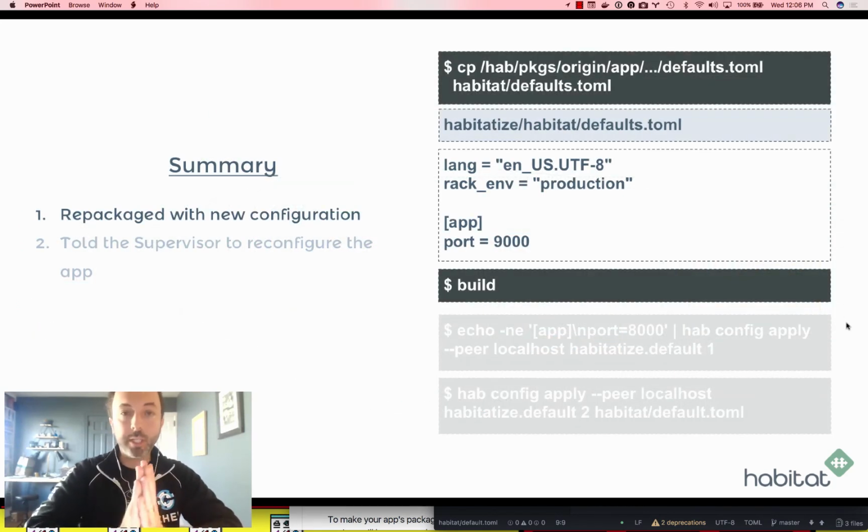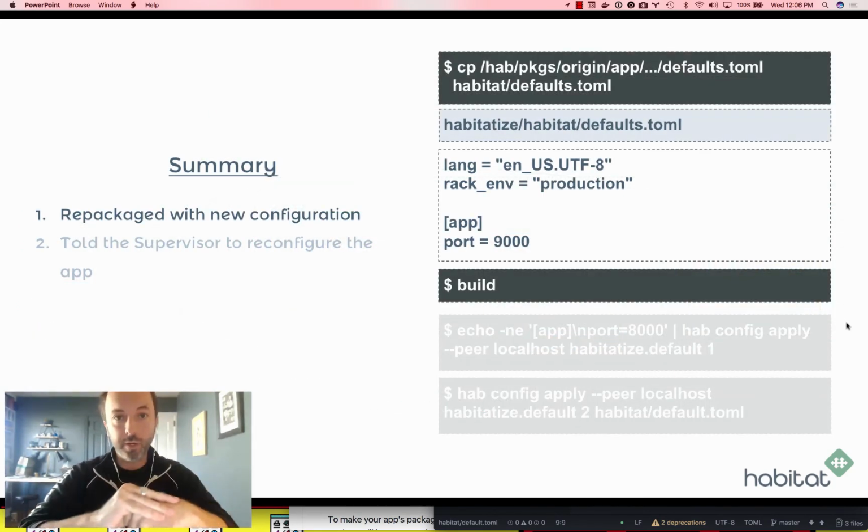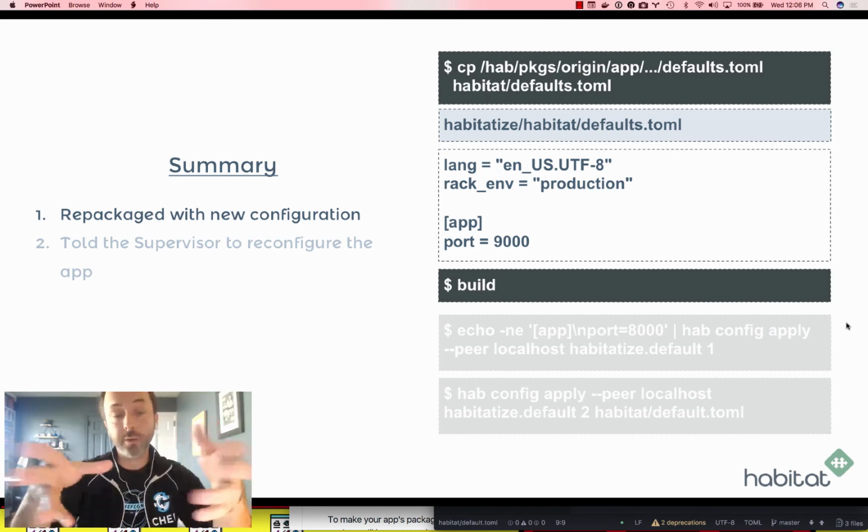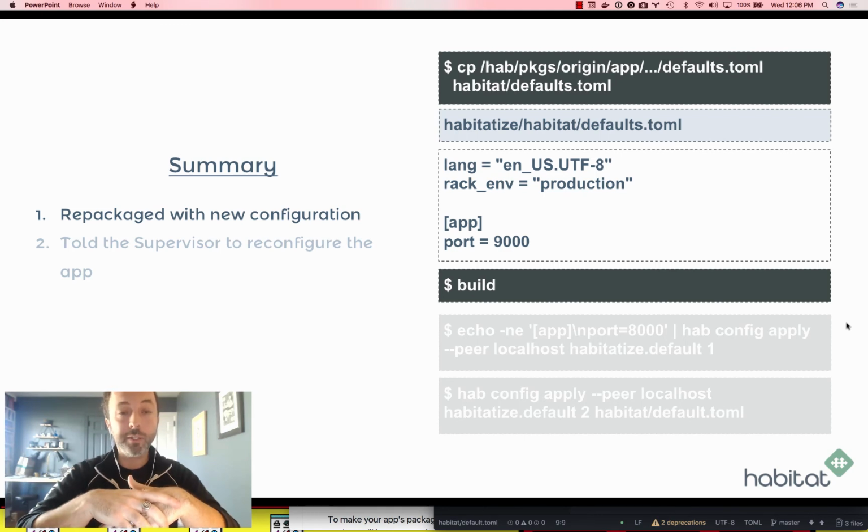Okay, so like I said, I showed you 2 ways you can manage your configuration. First, we repackaged with the configuration. So we took the default generated from the scaffolding, we copied it into our package source code, and then we modified it to have the values that we wanted. Then we rebuilt the application, of course redeployed it in any way that we wanted it.